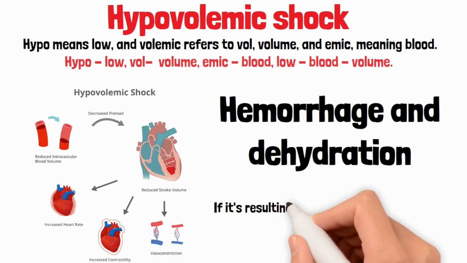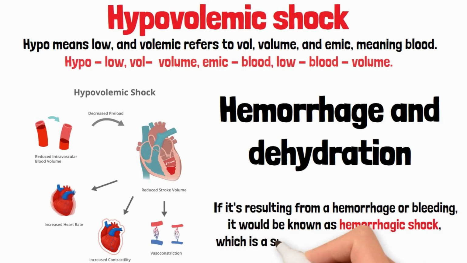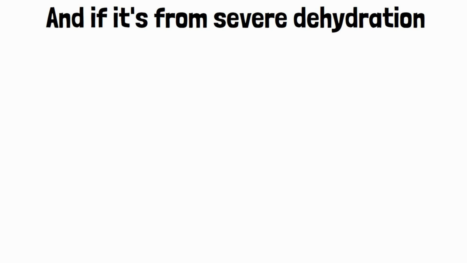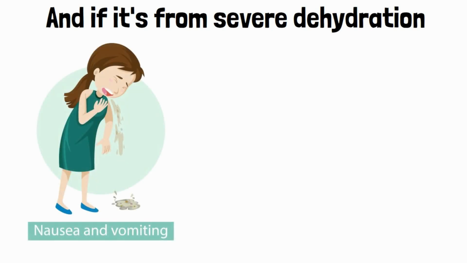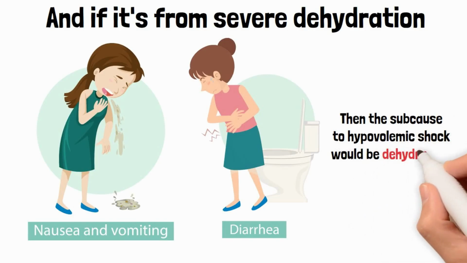If it's resulting from a hemorrhage or bleeding, it would be known as hemorrhagic shock, which is a subcategory of hypovolemic shock. And if it's from severe dehydration, such as with a patient who has been nauseous, vomiting, and having diarrhea for several days, then the subcause of hypovolemic shock would be dehydration.